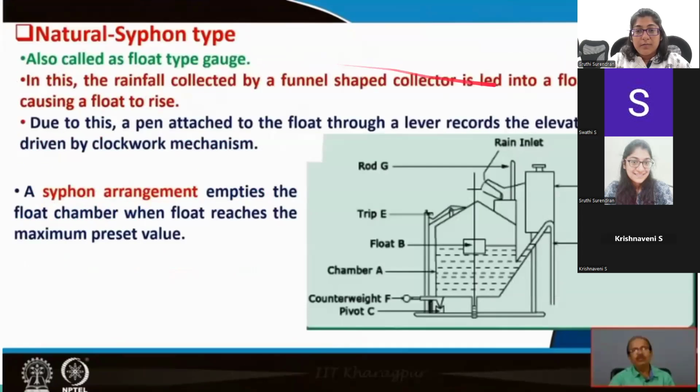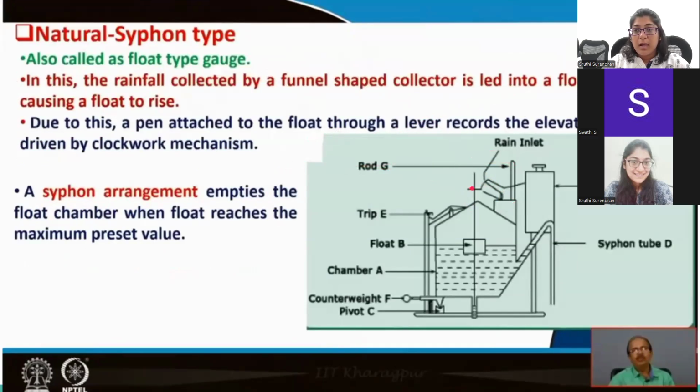Then the natural siphon type is also called the float type gauge. So the correct answer for this question will be float type gauge. In this natural siphon type, again a funnel is going to collect water, it is going to enter here and get transferred to this float chamber. In this float chamber, there is a float attached, and this pen and paper setup is attached to this float. So as the amount of water increases, the float will keep coming up.